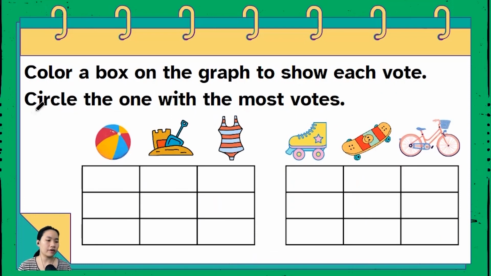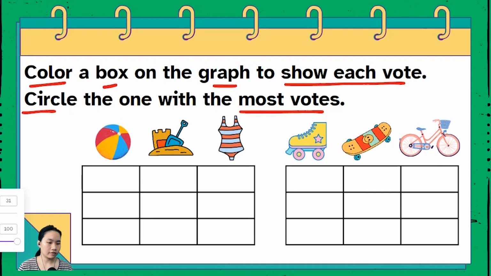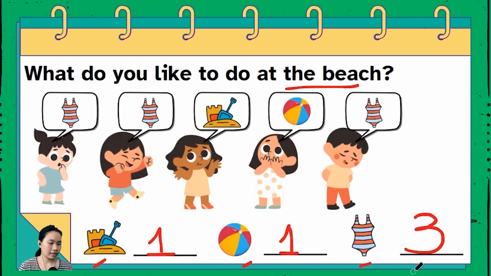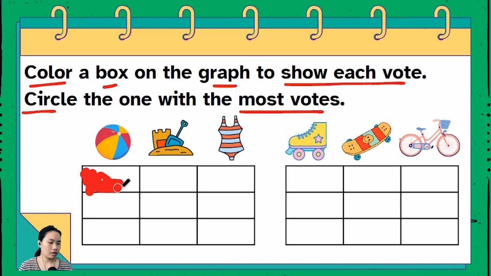This is the last part of our lesson for today. We'll be coloring a box on the graph to show each vote, and then we'll circle the one with the most votes, okay? I'm going to use the color red. Let's go first with the beach ball. How many kids would love to play with the beach balls? Do you remember? There's only 1 kid, okay? So I'm going to color only 1 rectangle.